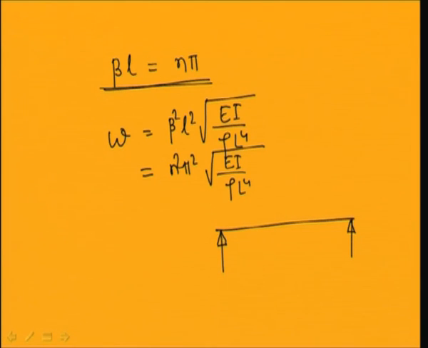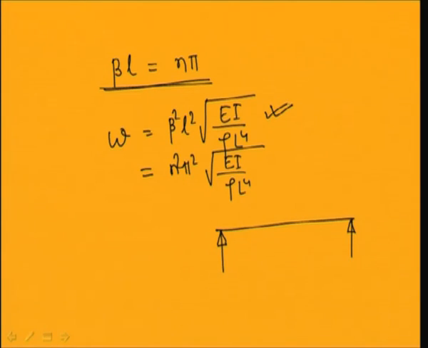In case of the simply supported beam, we have taken the boundary conditions as displacement equal to 0 and bending moment equal to 0. By taking these, we found the mode shapes, and also the frequency equation. From the frequency equation we write omega equal to n square pi square root over E I by rho L fourth.